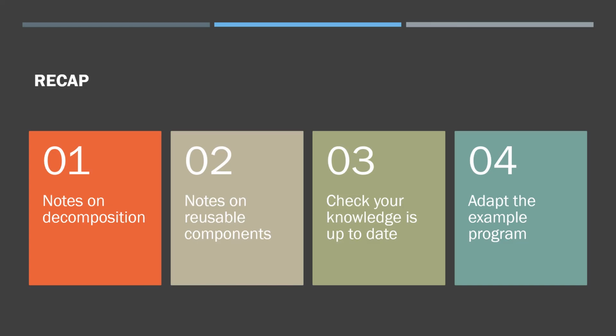So to recap, you should have notes on what decomposition is and the advantages of decomposition. You should have notes on what reusable components are and the advantages of that way of programming. You should check that your knowledge of procedures and functions is up to date, and if it's not up to date, you need to take steps to get yourself ready for the next lesson. And finally, as a quick exercise, adapt the example program of the fox and the hen.